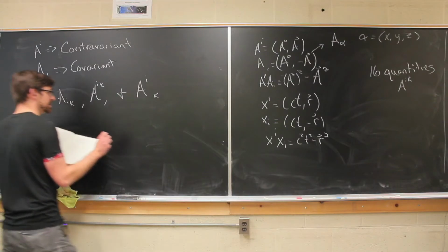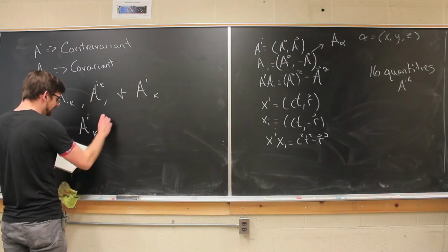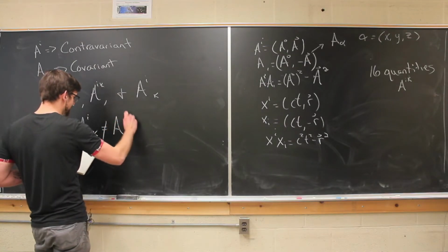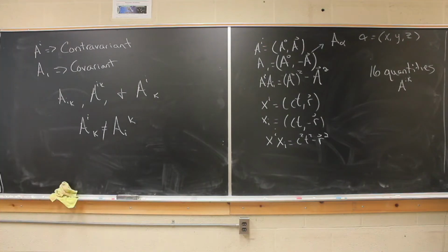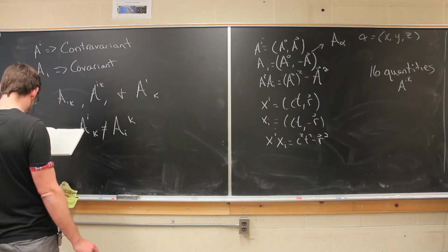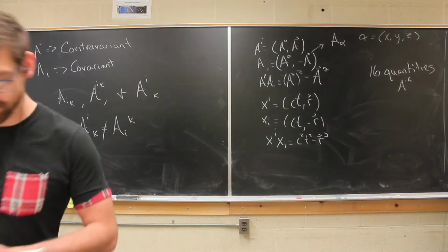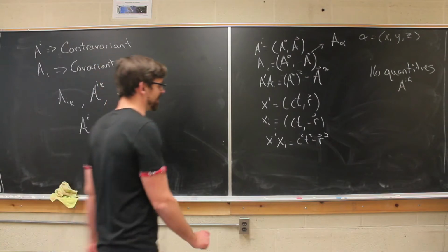There are instances where i upstairs, k downstairs is not equal to i downstairs, k upstairs. Those are not necessarily equal. They could be, but they are not necessarily equal. So we have to be careful about that. A general rule of thumb is that raising and lowering of spatial indices changes the sign of the component. That's kind of where we've always been at, right?